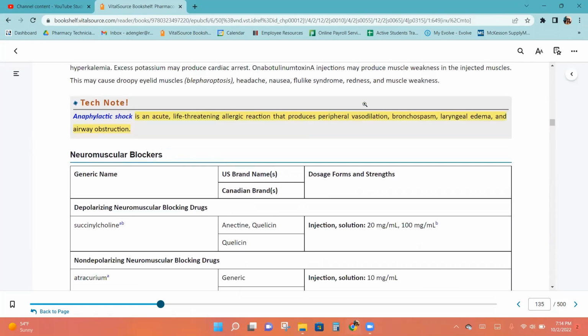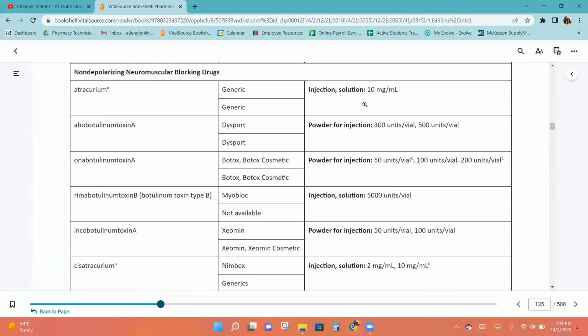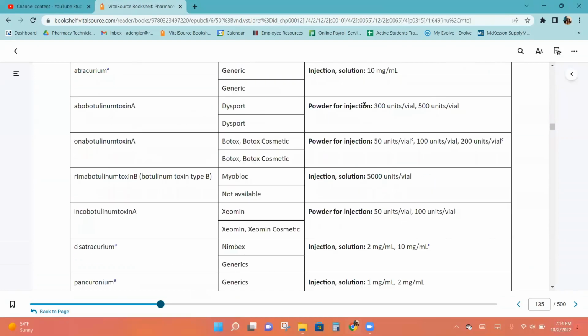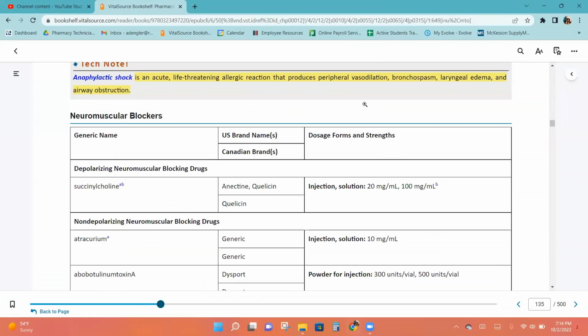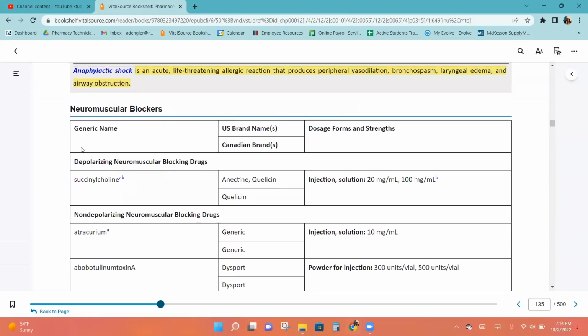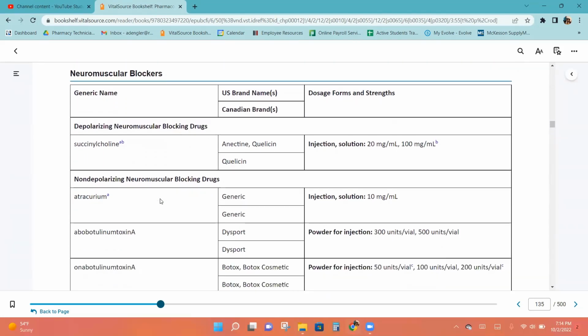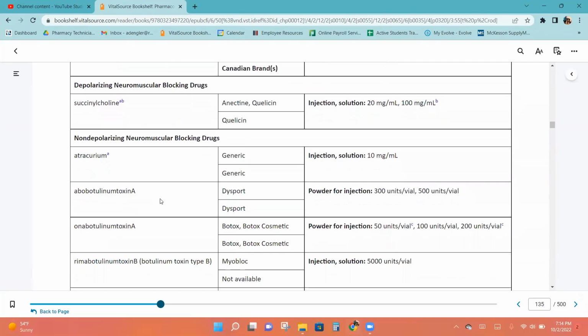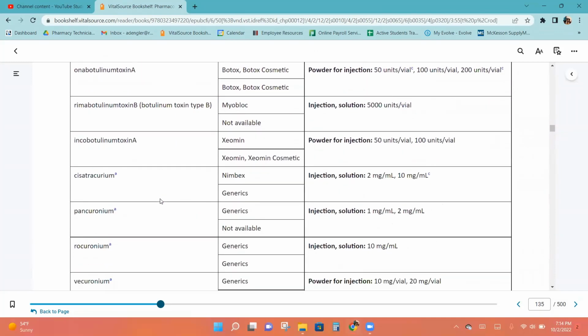Now we have the table that lists the neuromuscular blockers. So there's not many. Like we talked about earlier, the only depolarizing one is succinylcholine. We have quite a few non-depolarizing ones here.